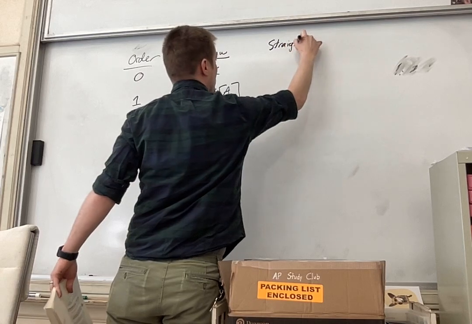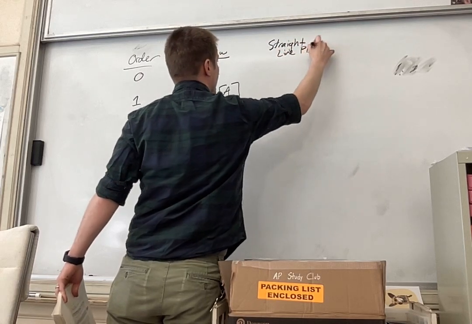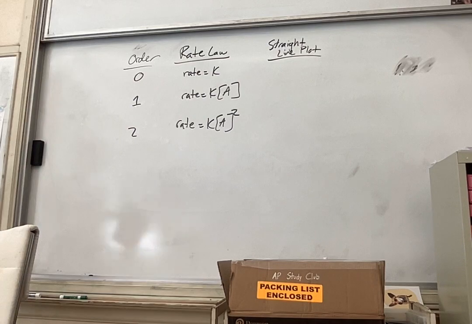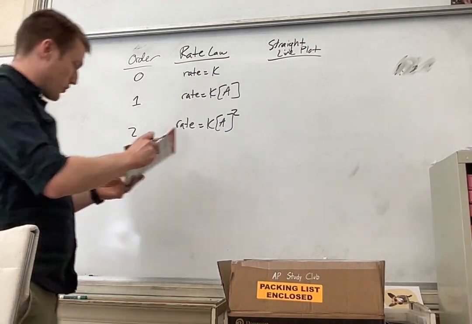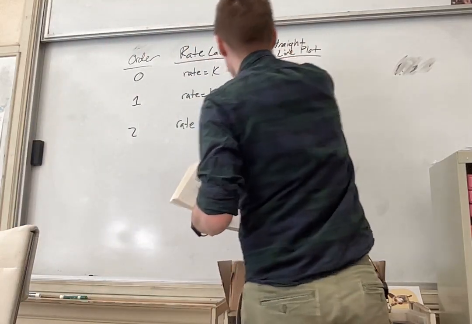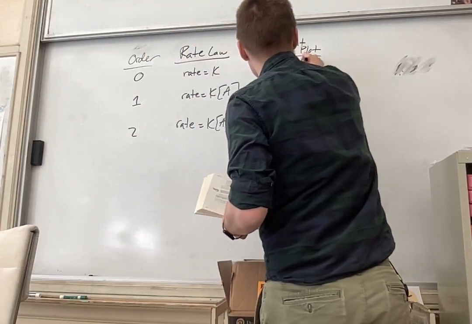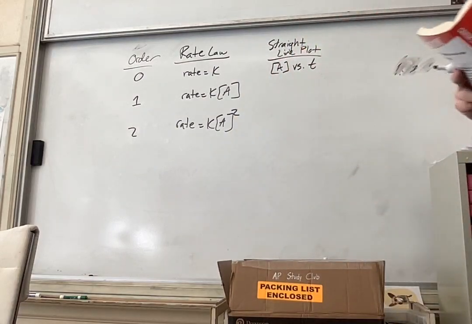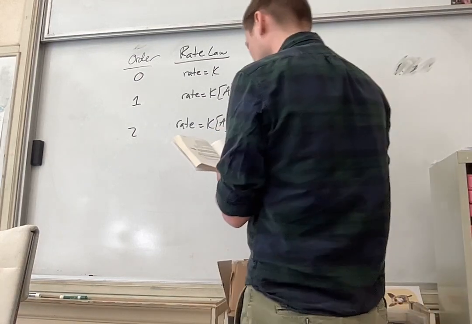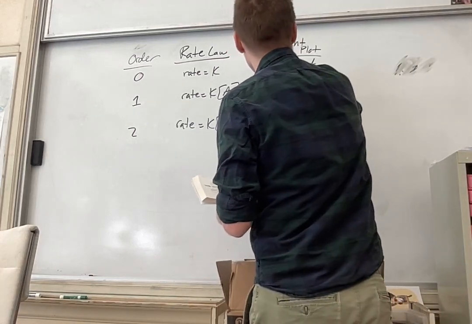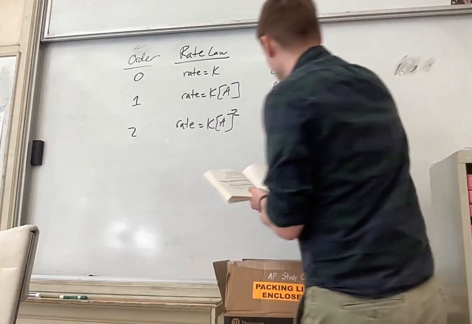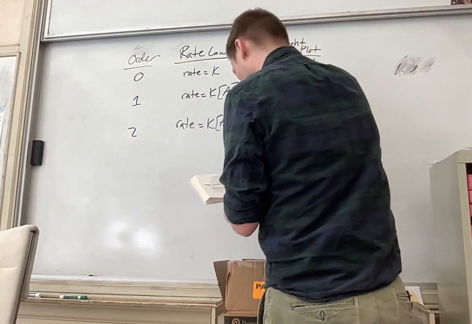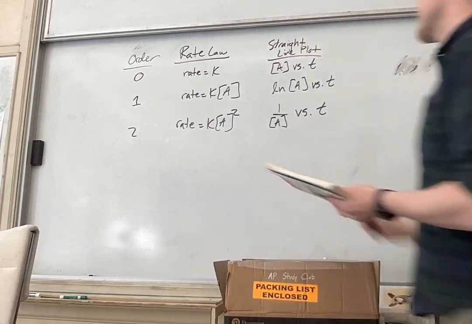The thing that will give you a straight line plot. They love to ask this question. Here's a graph, or here's several graphs. One of them will be a straight line, and based on that, you have to say the order of the reaction. So for a 0th order reaction, your concentration versus time is a straight line. A first order reaction, natural log of A versus time is linear. And second order, 1 over A versus time is linear.